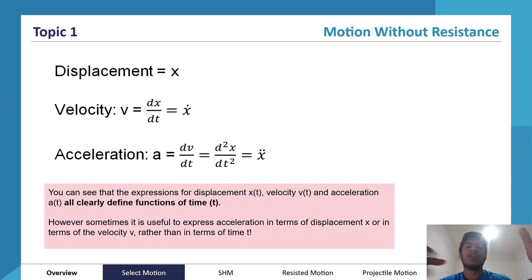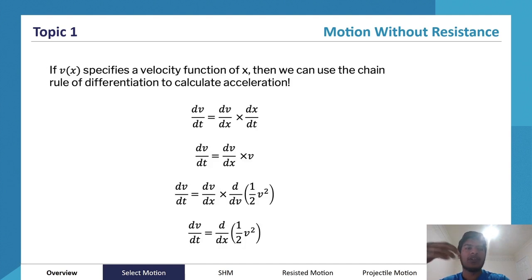Projectile motion is the case where you're going to start dealing with two dimensions. But yeah, we'll get to that in a bit. Sometimes it's more useful to express acceleration in terms of position rather than time. Now, if v of x specifies a velocity function of x, then we can use the chain rule of differentiation to calculate acceleration.